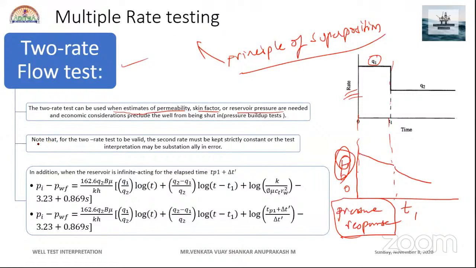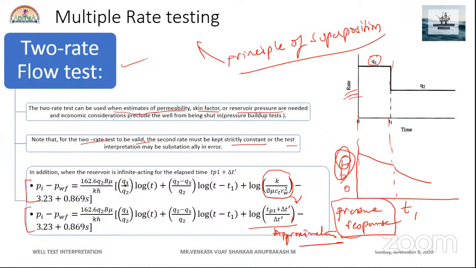Next is the two rate test. We need to validate it, and we must maintain the rate strictly constant. So why have I written the two equations here? Initially this was written only in this term, but since we are talking about a limited time period, that time should be transformed into this, and this is an approximation.